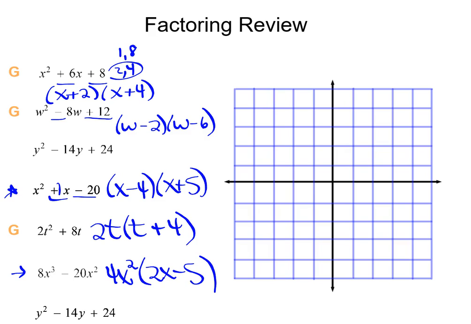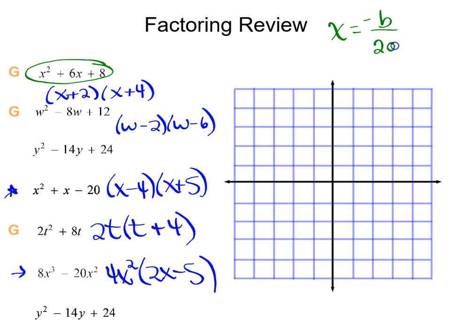Now what I want to do is look at how this factoring relates to the graph. So we're going to use what we already learned about how to graph these equations. So let's start by graphing this one right here. We know we need to find the axis of symmetry, so what's the formula for the axis of symmetry? X equals what? Negative b over 2a. Okay.